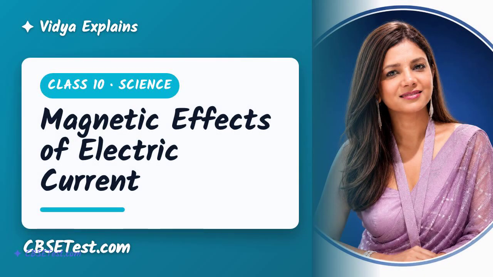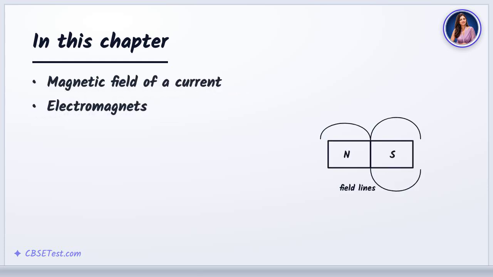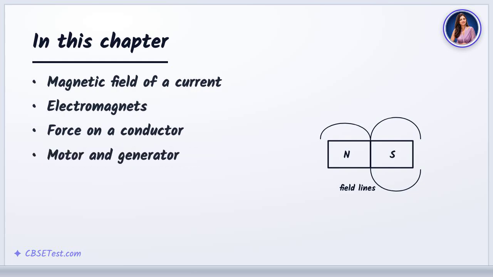Let's learn magnetic effects of electric current together, step by step. An electric current creates magnetism. We'll explore magnetic fields, electromagnets, and the principles behind the motor and the generator.